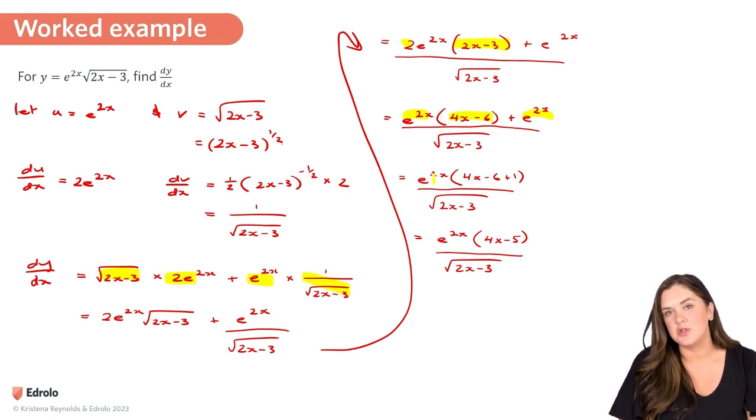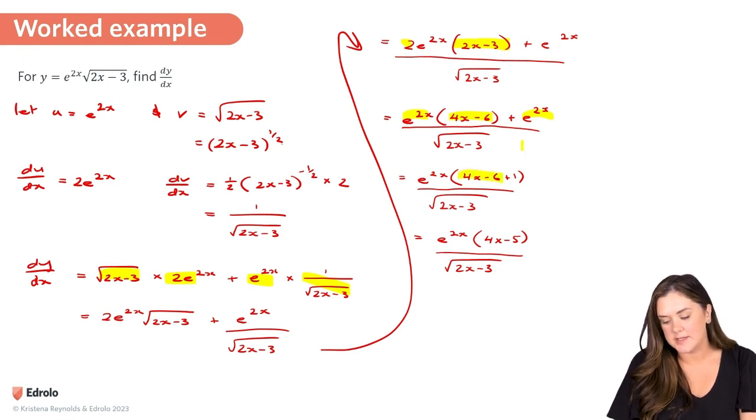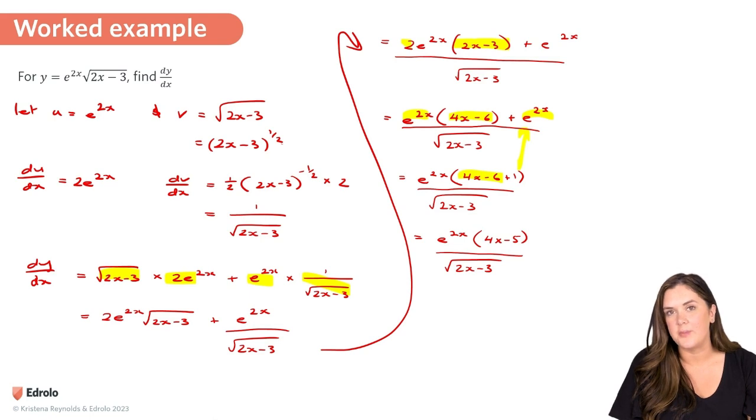I've got e to the power of 2x, and then in brackets I have my 4x take away 6, and then the plus 1, which came from the e to the power of 2x up the top there. Combining that, I end up getting e to the power of 2x, and then in brackets 4x take 5, all divided by that square root of 2x take away 3.